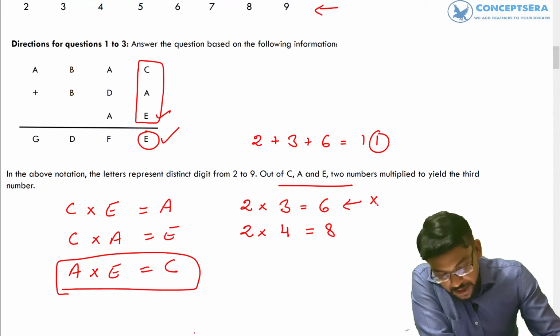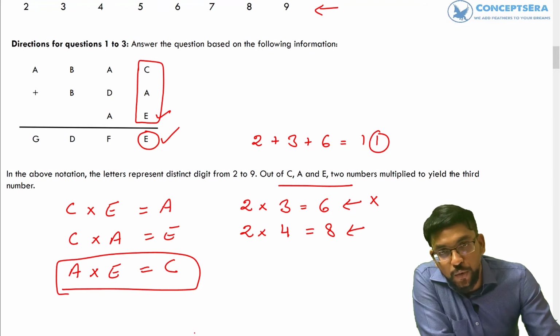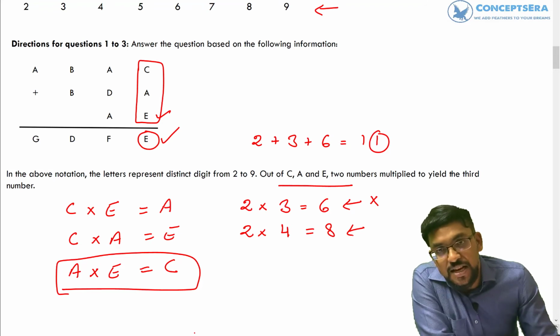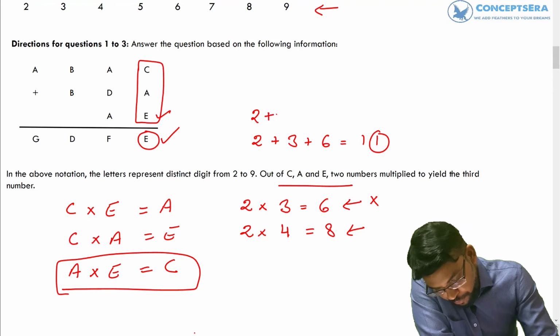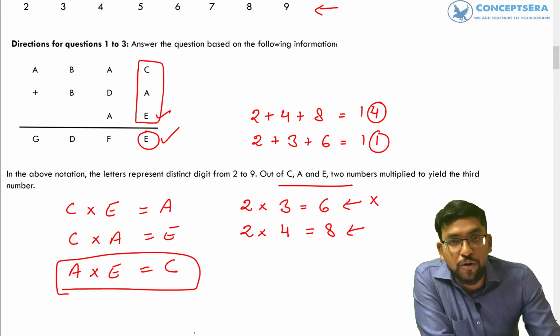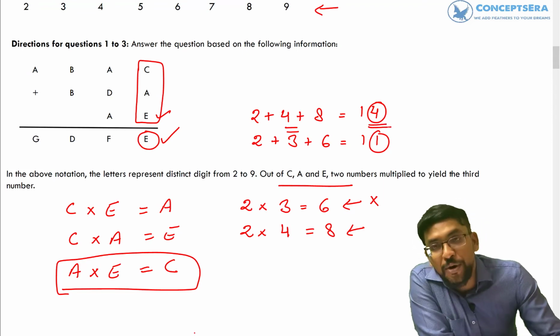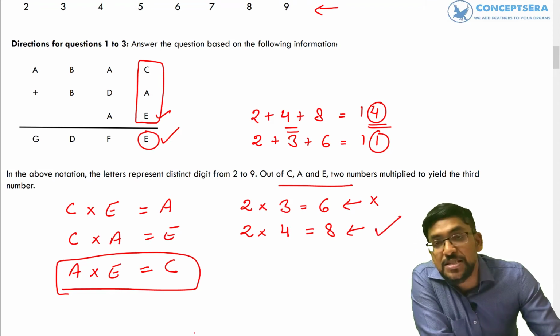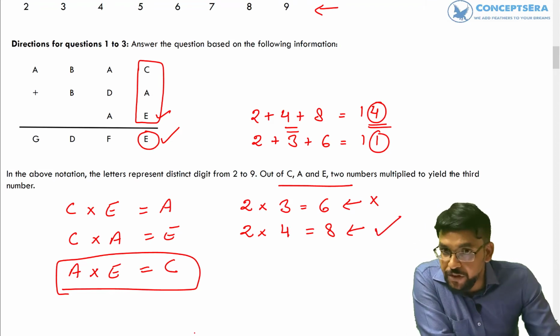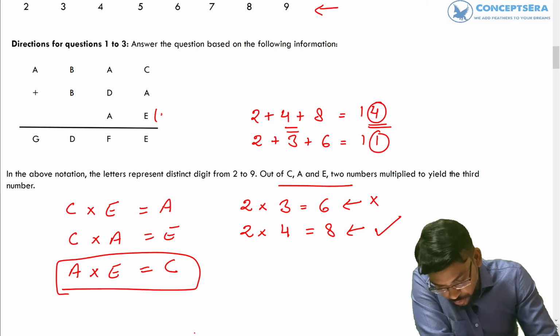The unit place of this summation is 1, and no letter is representing 1 here, so this case is not possible. If I take the second case, which is 2 into 4 is equal to 8, and add these digits 2, 4 and 8, it is equal to 14, and the unit digit is 4, which we can see is also common here. This is the only possible case which exists here, in which we have already decoded E is equal to 4. So we can write here E is equal to 4.